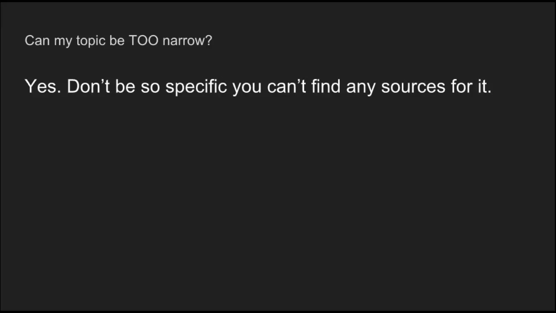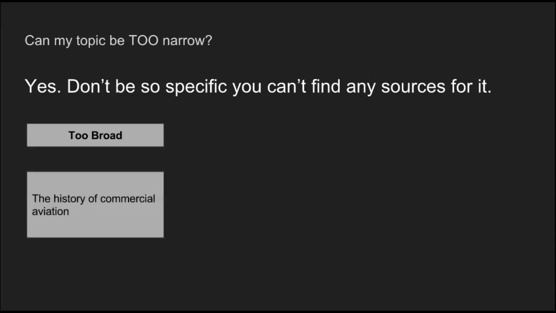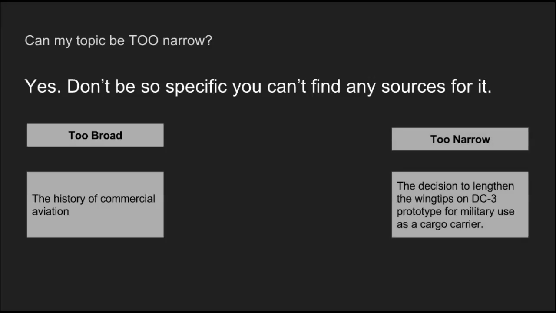Yes, it can. Okay? Don't be so specific you can't find any sources for it. Sometimes it's too detailed, so you need to zoom out a bit. Okay? So it's too broad. So here's an example of too broad, the history of commercial aviation. Here's too narrow, the design to lengthen the wingtips on DC-3 prototype for military use as a cargo carrier. That's really, really specific. Now, that's not an impossible topic if you're working for McDonnell Douglas. All right? If you're working for the company that builds the airplane, you might be able to do this because you have resources to help you to do it.